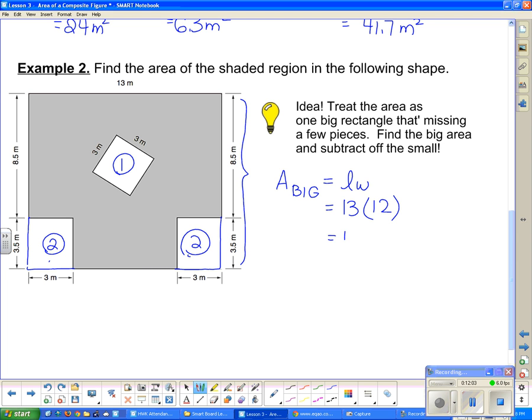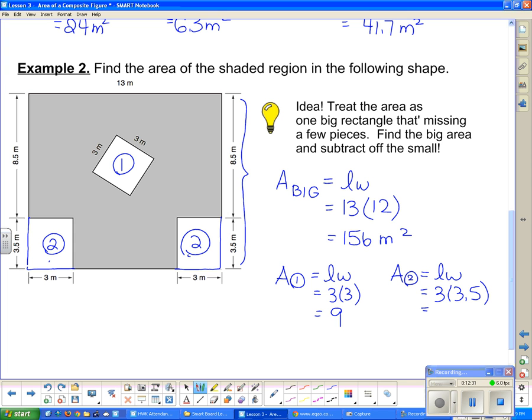That gives us 156, and this is in meters, so that's square meters. So now I'm just going to say area of one, and it's a little rectangle. It's actually a square. It's 3 times 3, which is 9. And then the area of two equals length times width, and it's 3 times 3.5. And 3 times 3.5 is 10.5. And those are both in square meters too.